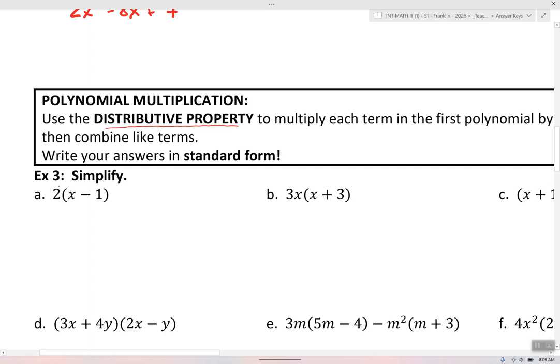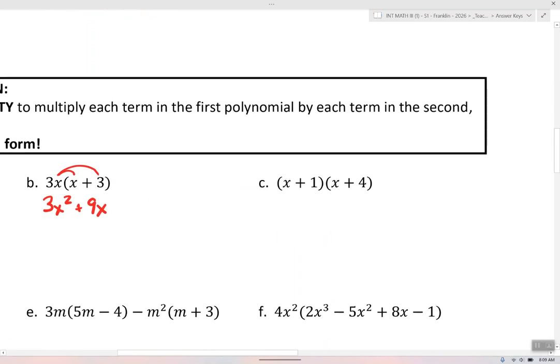times a polynomial, so this 2 just gets distributed through for 2x minus 2. Pretty simple. Next, we'll distribute this 3x. So we get 3x squared, right? X times x is x squared, plus 9x.